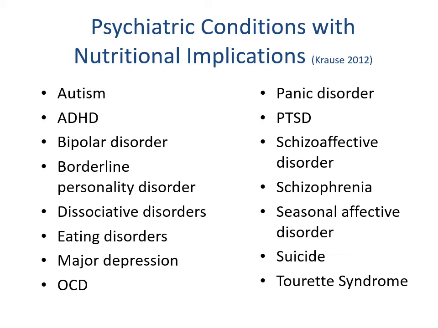Let's take a look at a brief list of psychiatric conditions that have nutrition implications. This includes autism, ADHD, bipolar disorder, borderline personality disorder, dissociative disorders, eating disorders, major depression, OCD, panic disorders, PTSD, schizoaffective disorder, schizophrenia, seasonal affective disorder, suicide, and Tourette syndrome.